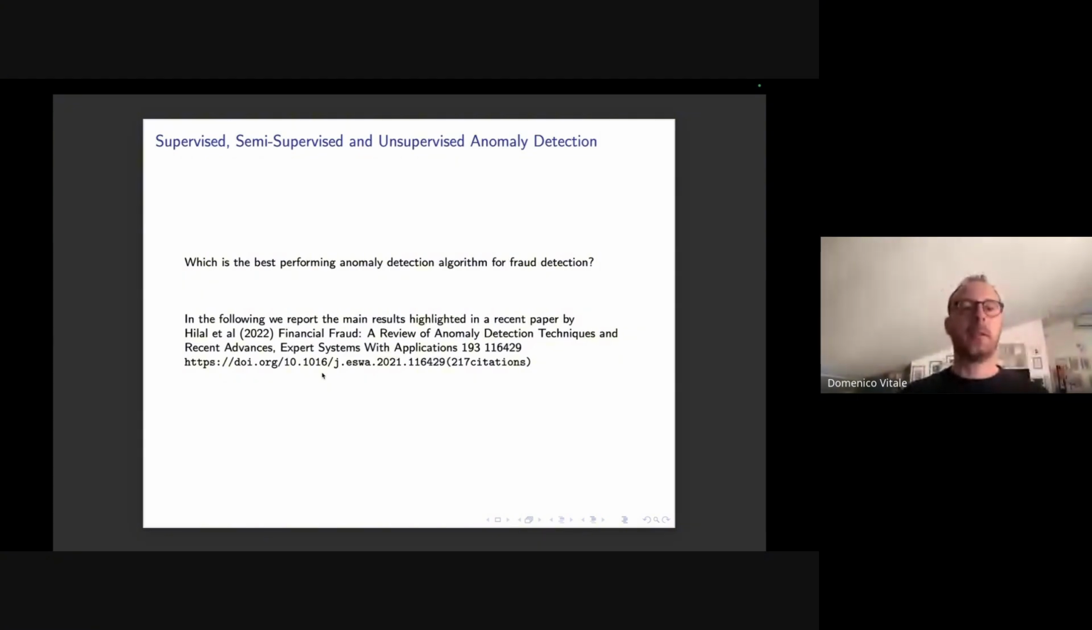So, in the following, we report the main results highlighted in a recent paper by Hilal, published in 2022 in Expert Systems with Applications. Such a paper is entitled "A Review of Financial Fraud, a Review of Anomaly Detection Techniques and Recent Advances," where the author exposes a comprehensive review of machine learning approaches, essentially developed for fraud detection.